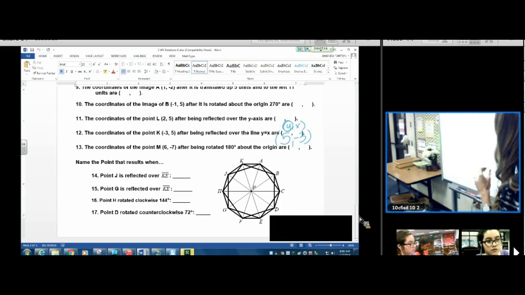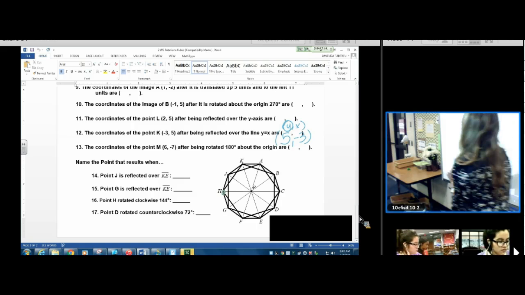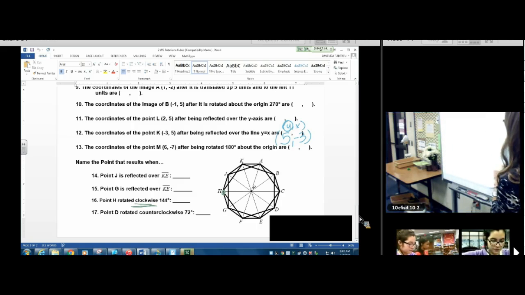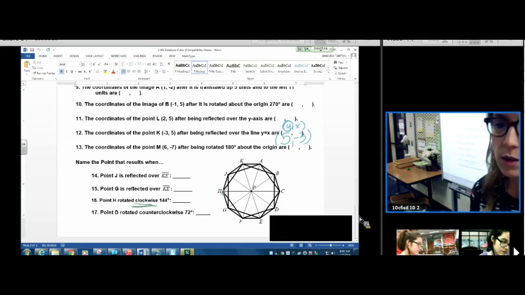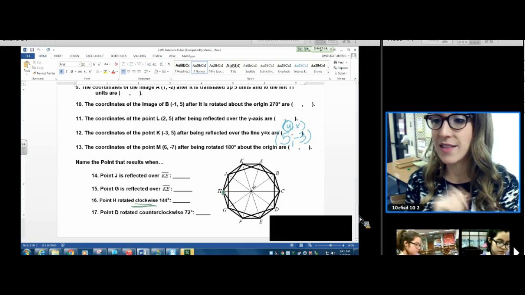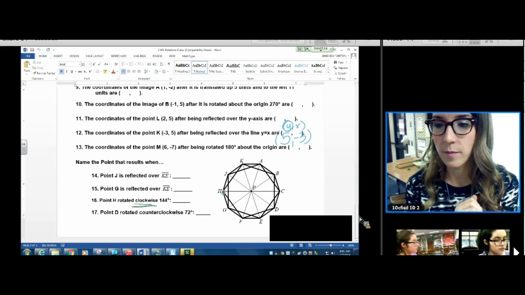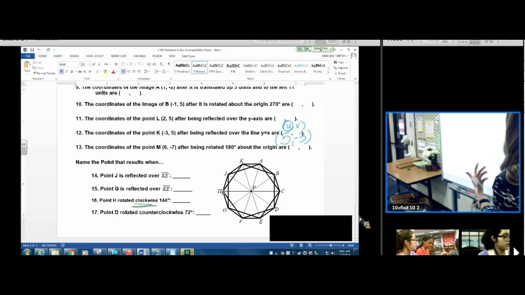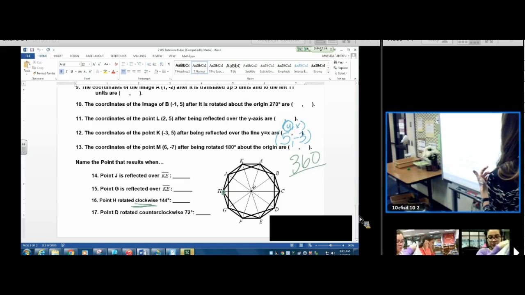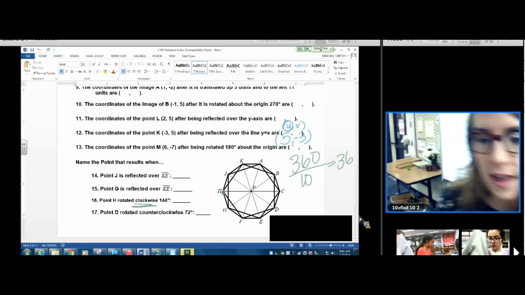Last problem, 16. Point H rotated, we're going clockwise this time, 144 degrees. Now, how many do we rotate with each from letter to letter in this shape here? This one's different. How many do we rotate from letter to letter? Right, so there's 10 letters, right? So 360 divided by 10. So we're going 36 degrees from letter to letter.